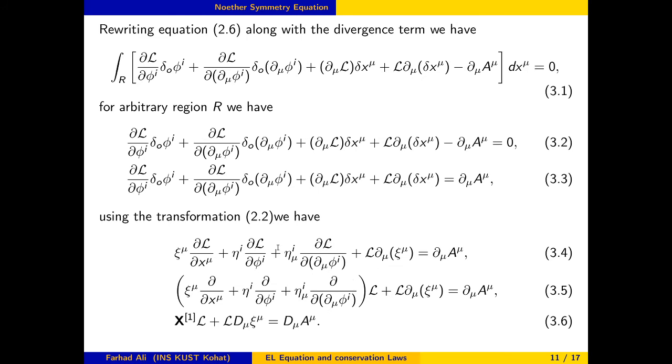Now we see that L is common in these three terms, so take out that common factor. What is inside? Inside is the first prolongation of the Noether symmetry generator. So I put the whole inside the bracket as X1.